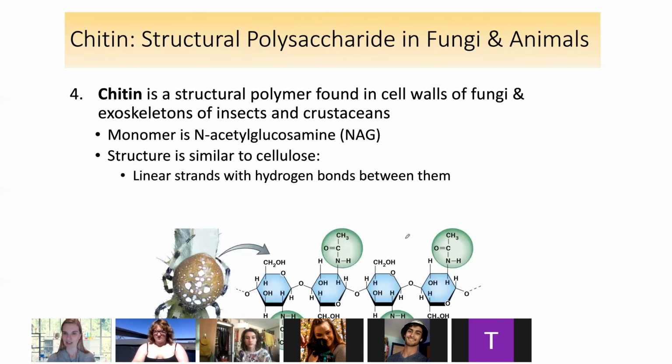Here's a new one that we haven't talked about yet. Again, this one's very specific. So chitin is another type of structural polysaccharide, and it's found in the cell walls of fungi and in the exoskeletons of insects and crustaceans, right? So that hard shell. What's different about it is it has this nitrogen containing group. So you can see like this big green circle here contains a nitrogen.